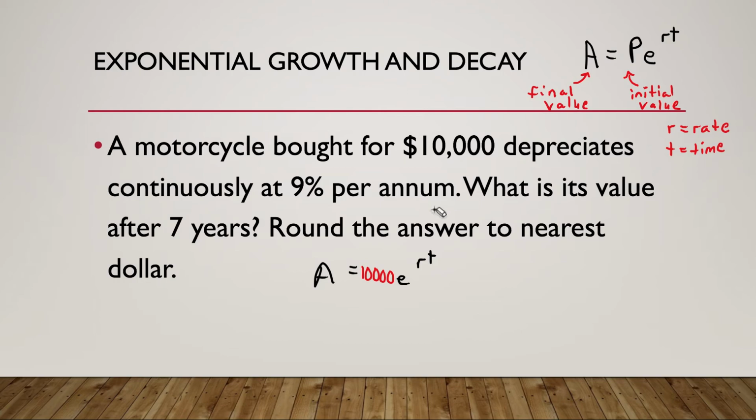Now that rate does need to be written as a decimal, so I'm going to write it as 0.09. It also needs to be a negative, because it's depreciating. If we're talking about decay, our rate should be negative, going down. If we're talking about growth, our rate should be positive and going up. And then the time that we're looking at is 7 years, so I'm going to put a 7 in for the T.